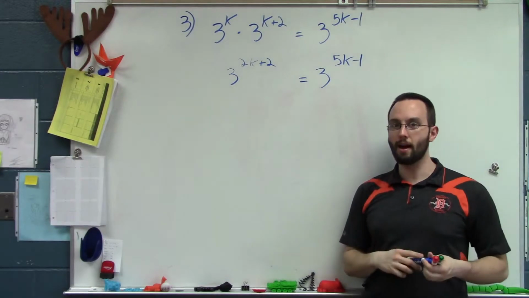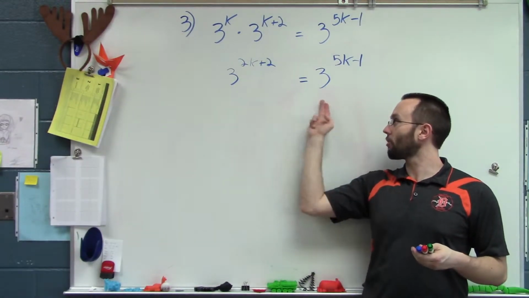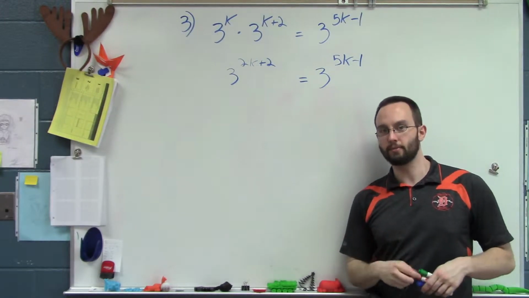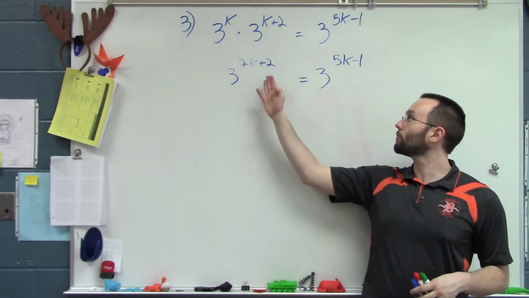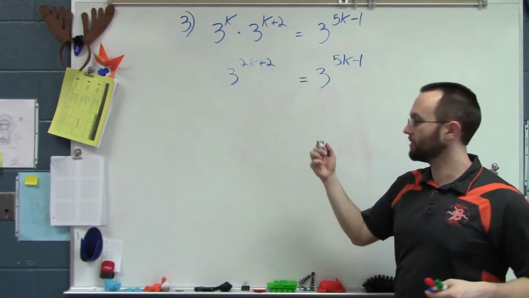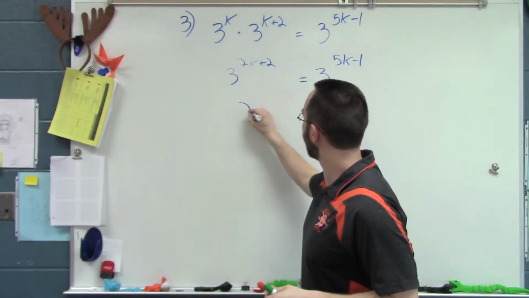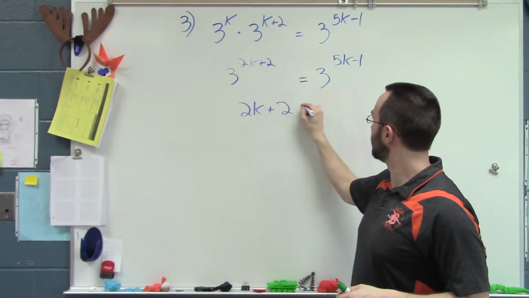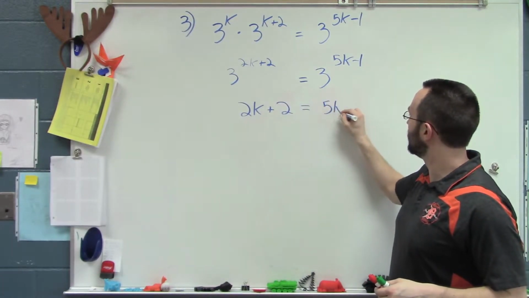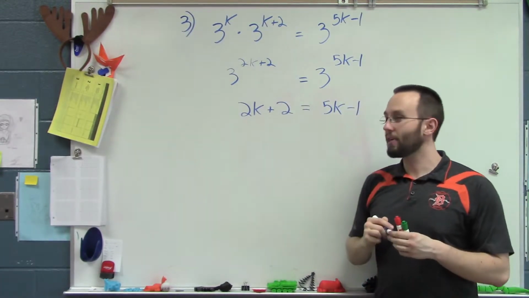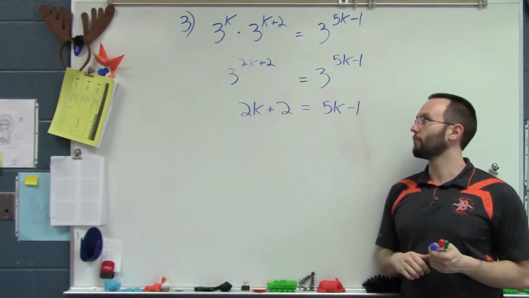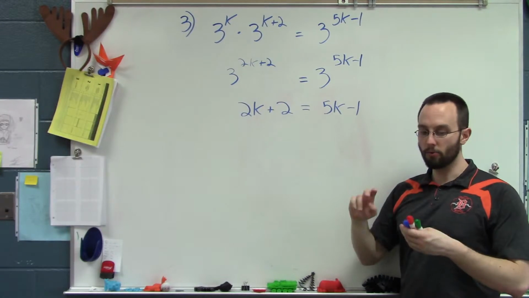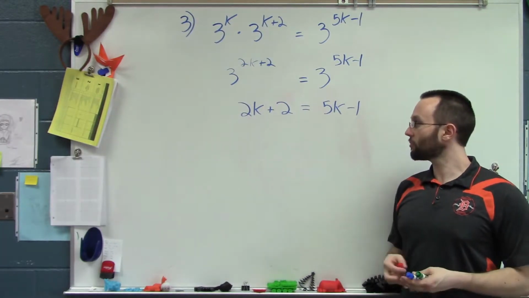So now what we have is that common base problem from before. Notice I've got a 3 as my base on the left, a 3 as my base on the right. So the one-to-one property lets me set those exponents equal. 2k plus 2 will equal 5k minus 1. So that's still just our one-to-one property there. I've got the same bases, so I can set those exponents equal. Now it's an algebra 1 problem.